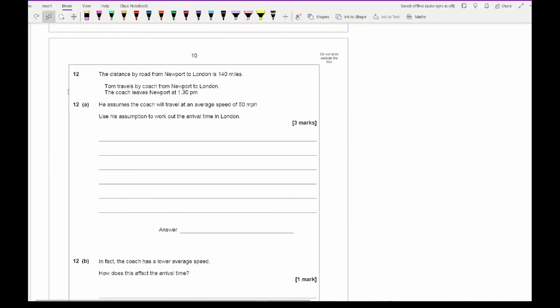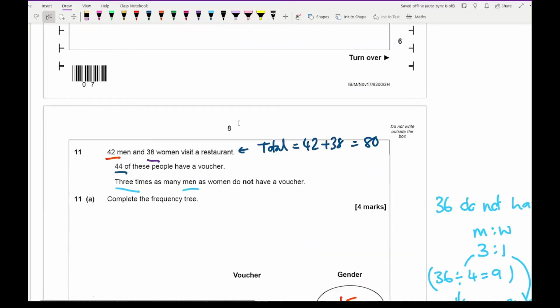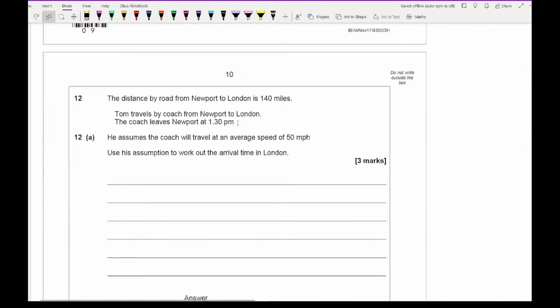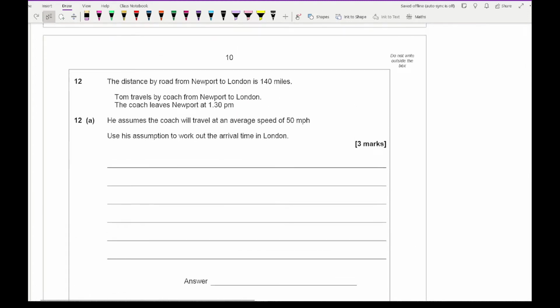Then with question 12, it says that the distance by road from Newport to London is 140 miles. Tom travels by coach from Newport to London. Let's just zoom in, and it has almost reset the page. Let's just go back to that question. Here we go. So the distance by road from Newport to London is 140 miles. Tom travels by coach from Newport to London. The coach leaves Newport at 1:30. He assumes that the coach will travel at an average speed of 50 miles an hour. Use this assumption to work out the arrival time in London.